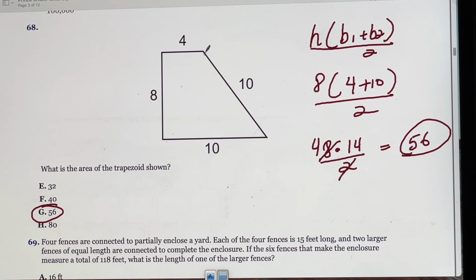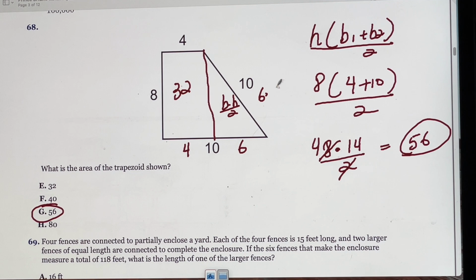If you don't remember the area of a trapezoid, you could have cut that in half. Find the area of this rectangle, 8 times 4, which is 32. Now this is 4, and if this whole thing was 10, this is 6. Now we have a triangle. A triangle is base times height divided by 2. The base was 6, the height was 8. Divide that by 2. 48 divided by 2 is 24. So here's your area of the triangle. And if you add 32 and 24, you also get 56.